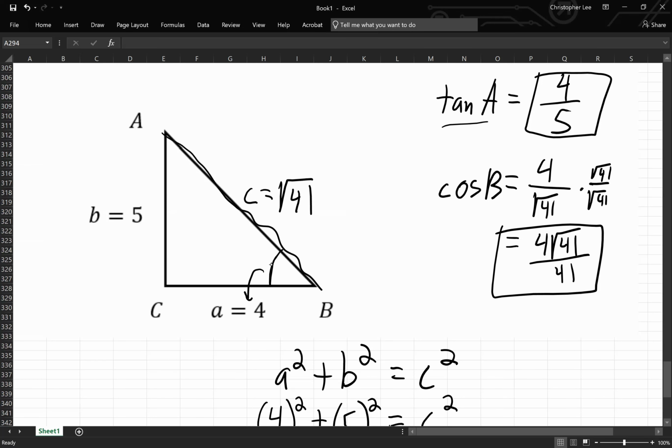So it would just be 4 over square root 41. But remember, I have to rationalize the denominator. I can't have radicals in my denominator. So it's 4 square root 41 over 41.